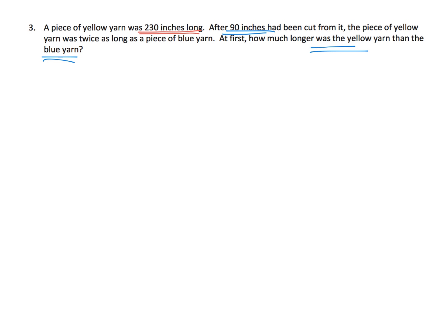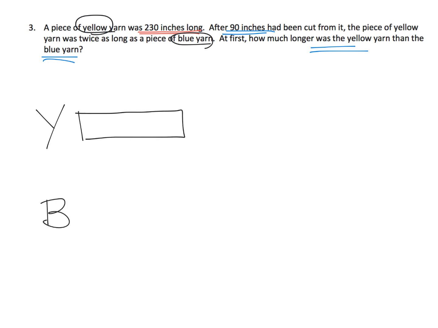So it says a piece of yellow yarn was 230. We have two characters, don't we? We have yellow and blue. All right, so let's draw our labels, yellow and blue. And I'm going to begin with both of those tapes being identical. Now I'm going to go back and read.